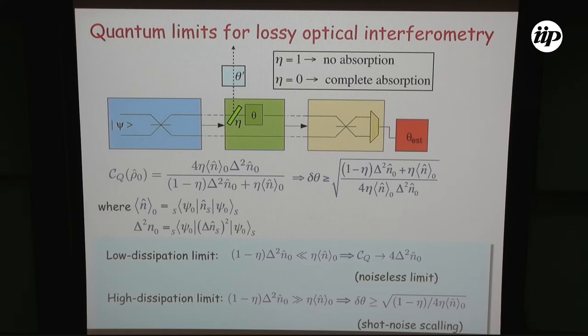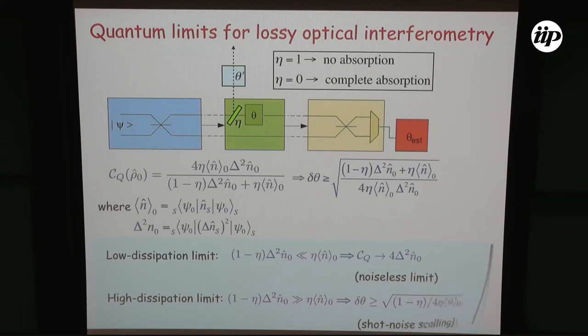Now, in the high dissipation limit, that means eta is close to 0, much smaller than 1, now this term is much larger than this one, and then we get this lower bound for delta theta given by this expression. You see that this bound is now proportional to 1 over the square root of the average number of photons. So that's the standard quantum limit with some constant in front, which depends on the dissipation. So this expression gives me the two limits: the Heisenberg limit in the low dissipation limit, and the standard quantum limit in the high dissipation limit.